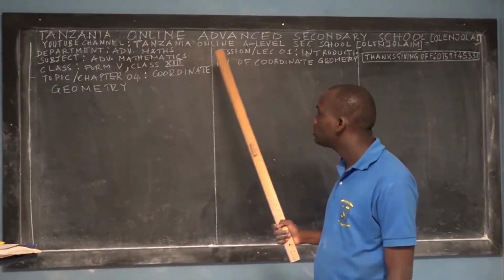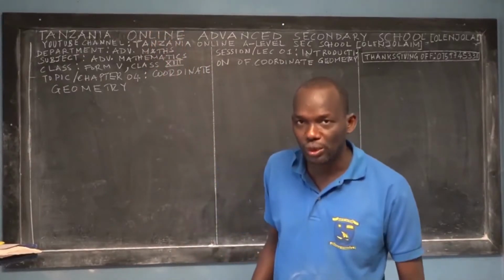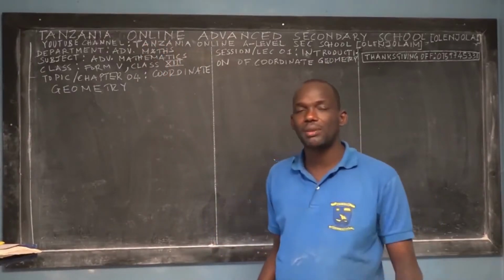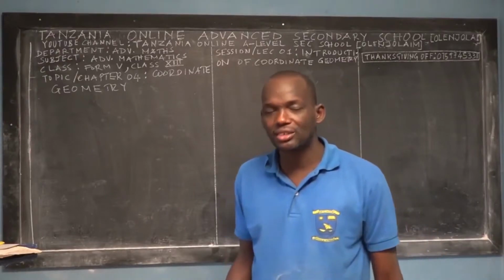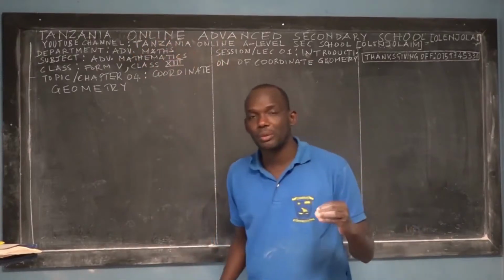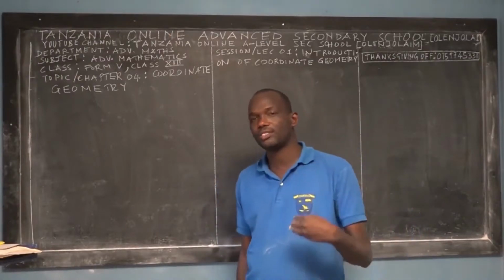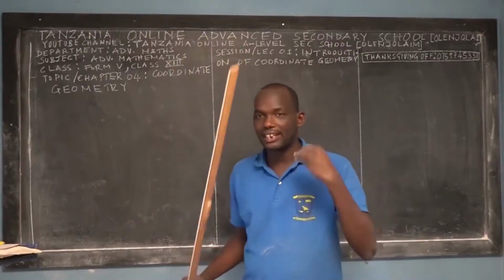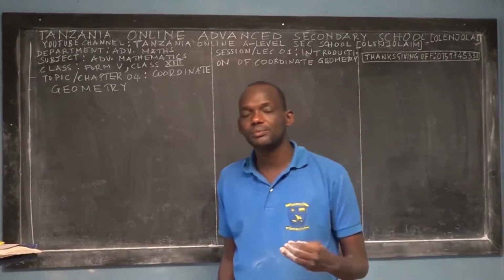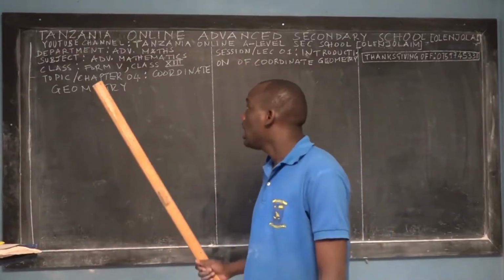And in these online schools, we have three departments. In advanced mathematics, we teach advanced mathematics Form 5, advanced mathematics Form 6, basic applied mathematics Form 5, and basic applied mathematics Form 6. Also, we have advanced physics, where we teach advanced physics for Form 5 and Form 6. And the last department is advanced chemistry, where we teach advanced chemistry for Form 5 and Form 6.